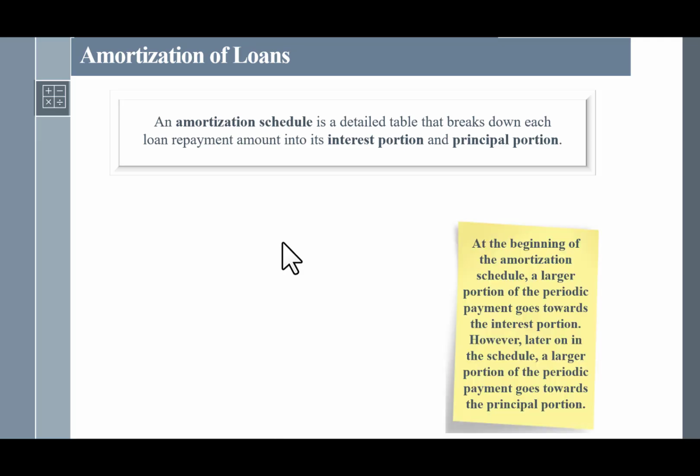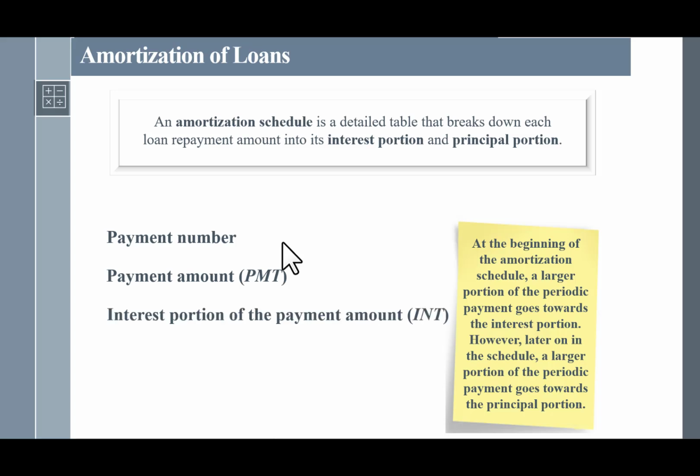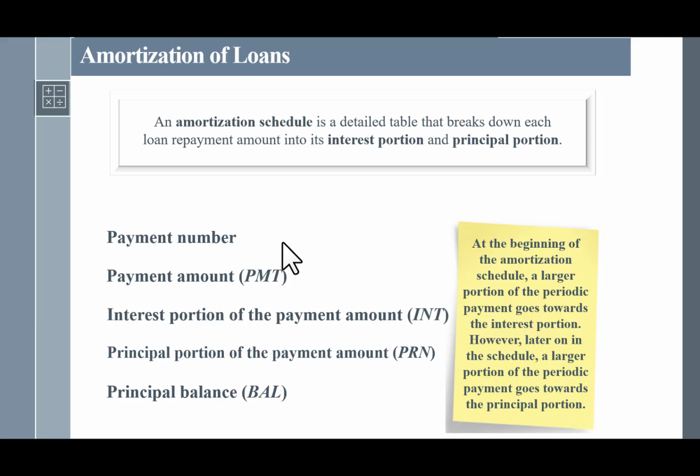So we need to know the payment number, how many payments we're making, what the amount of the PMT is, what the interest portion of the payment is, which we call INT, and what the principal portion of the payment is, PRN. The calculator will give us those. I will show you how to do the calculation briefly, and the calculator will give us anything we need, including the principal balance at any time.